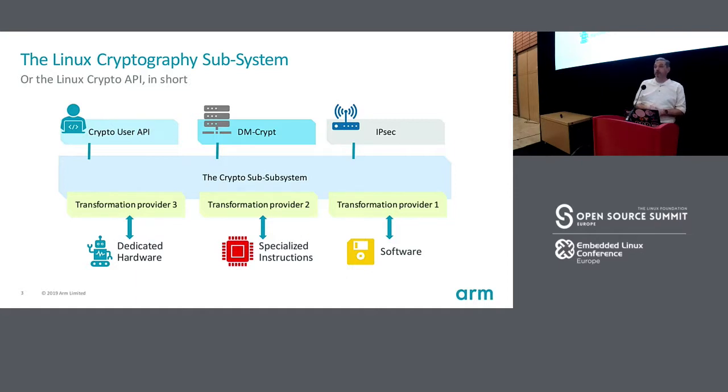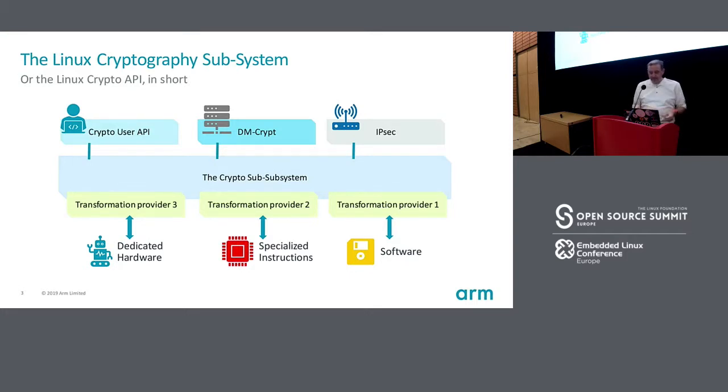So let's start a little bit by describing the Linux crypto API. Linux has a cryptography subsystem as part of the kernel, which offers cryptographic services, encryption, decryption, verification, and so on, both to the kernel itself and services within the kernel that need encryption. And it's also available to user space via a user space facing API.